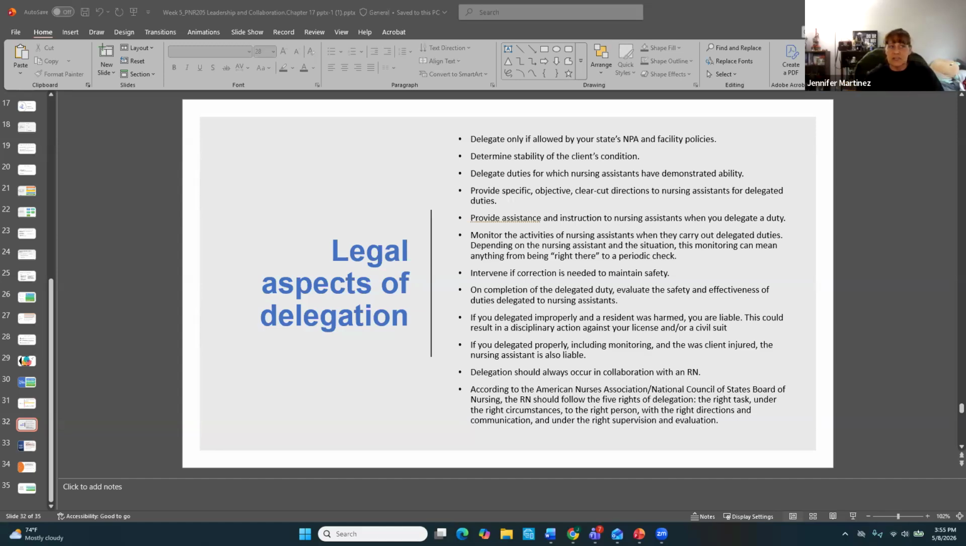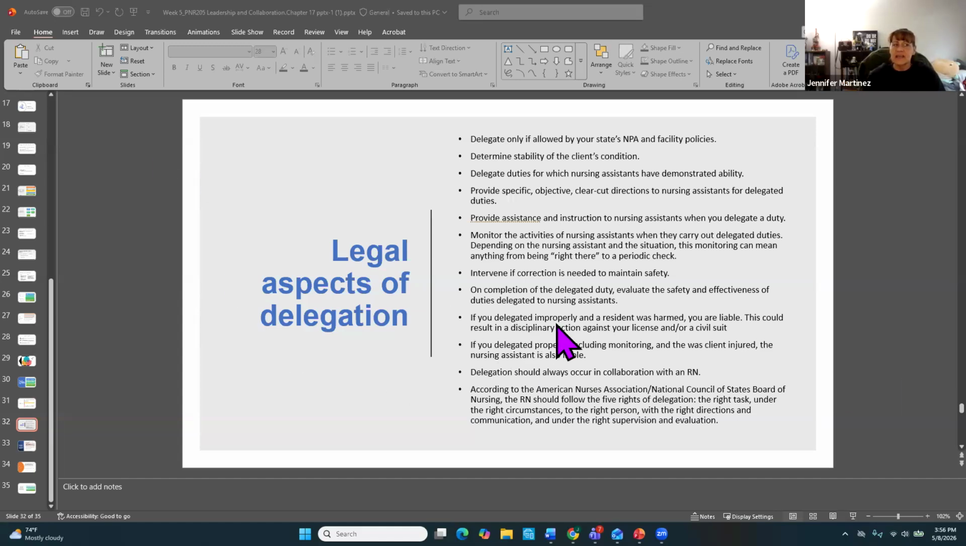Provide assistance and instruction when you delegate a duty, okay? And then you want to monitor those activities when they carry out the delegated duties. This could mean that you're standing right next to them when they do it, or it could just be that you're doing a periodic check. You want to make sure that if it is a safety issue, that you intervene as soon as possible. Once the delegated duty is done, you're going to go back and evaluate the effectiveness and the safety of the duties.